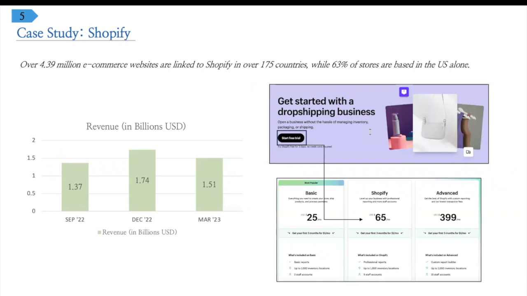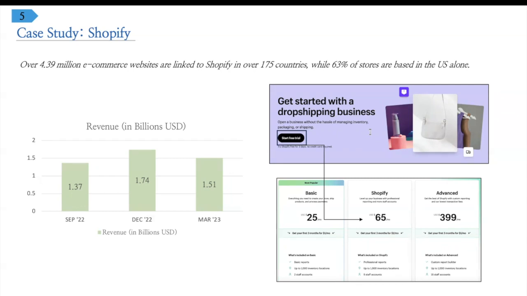Studies show that more and more businesses are utilizing Shopify's innovative digital technology, as the numbers continue to trend upward. Currently, over 4.39 million e-commerce sites are linked to Shopify in over 175 countries, while 63% of stores are based in the US alone. Shopify has generated over $700 billion in sales during its 17 years of operation, and as depicted by the graph below, the gross merchandise volume reached $41.8 billion in 2021 quarter 3 and drastically increased to a whopping $197.2 billion in 2022.